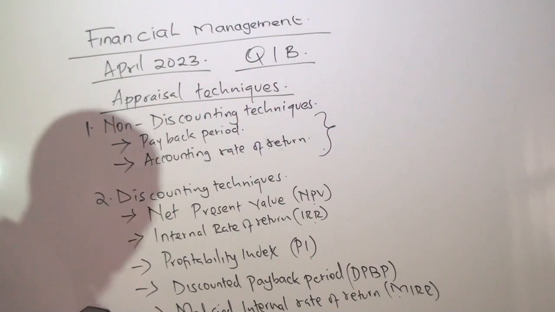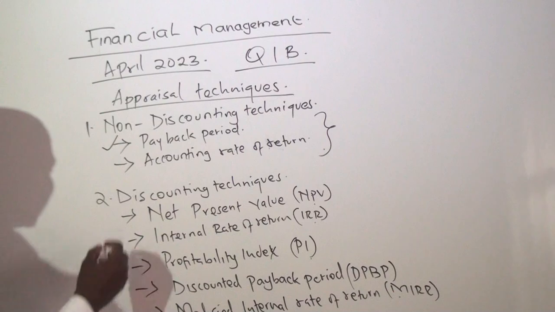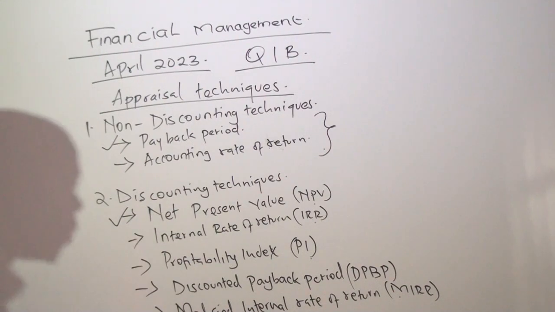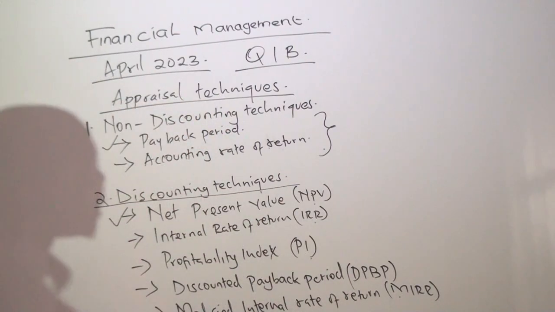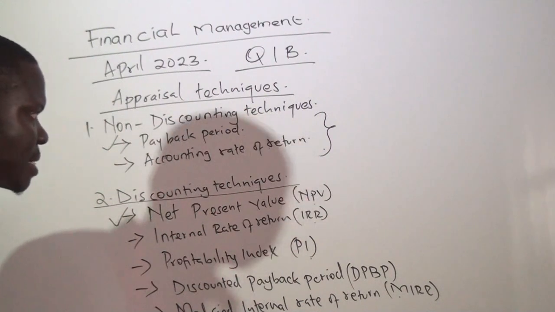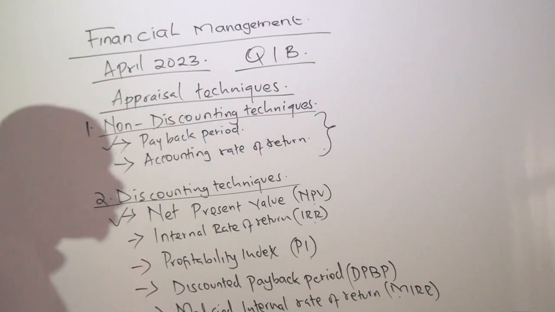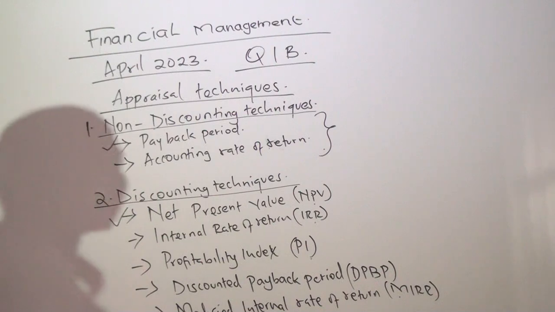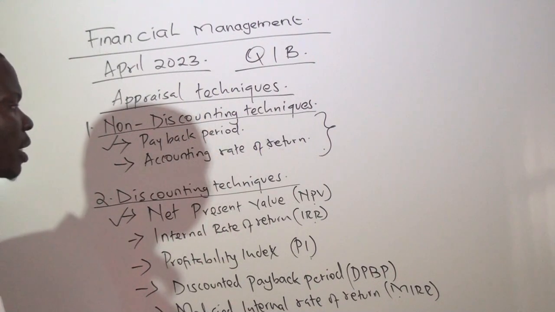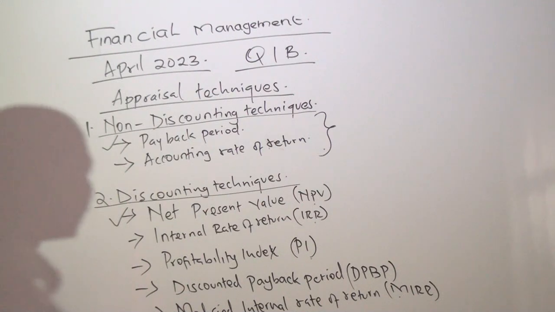So here we have a question where it asks us two categories. We have the payback period and we have the net present value. As we said earlier in our discussion, discounting techniques are always considered the best tools for analysis. When you analyze with the non-discounting techniques, you'll always be advised to analyze further, for you to get a concrete outcome to base your decision on.